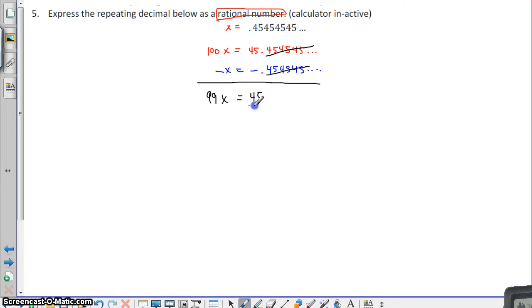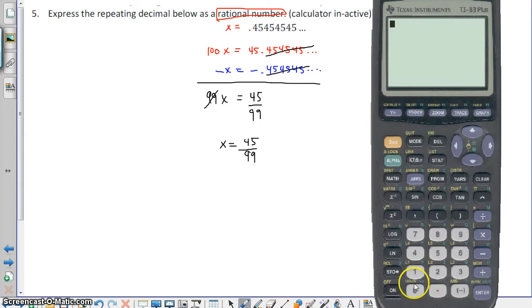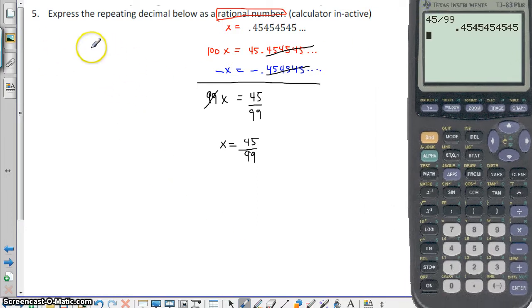Last step would be to divide by 99, so x equals 45 over 99. In case you don't believe me, there it is. Now this is also the way that you solve and find what 0.999999 repeating equals.